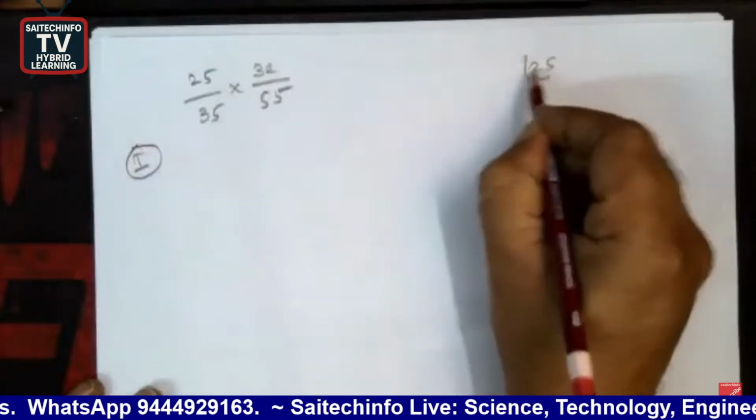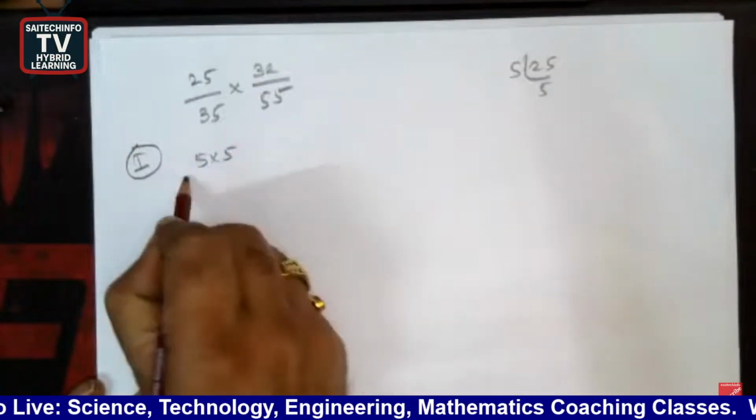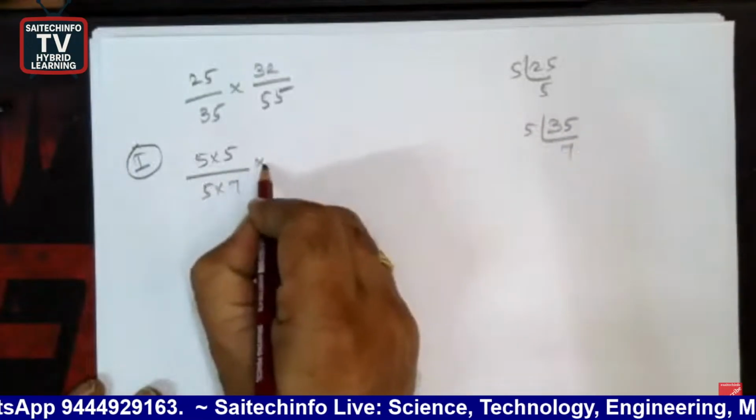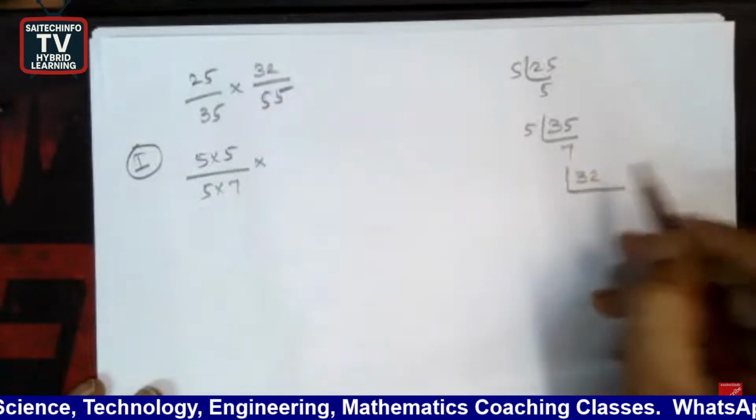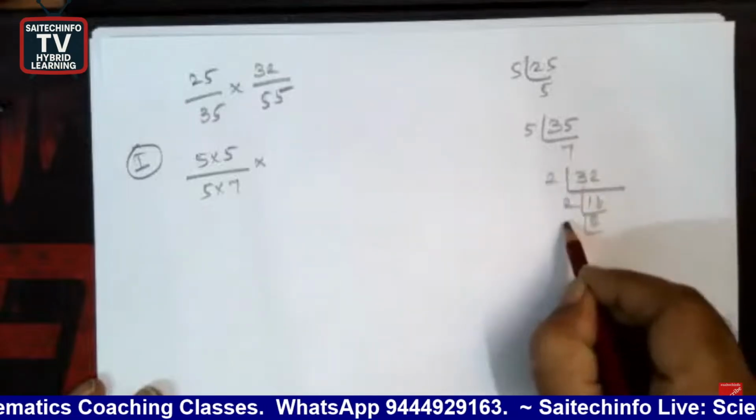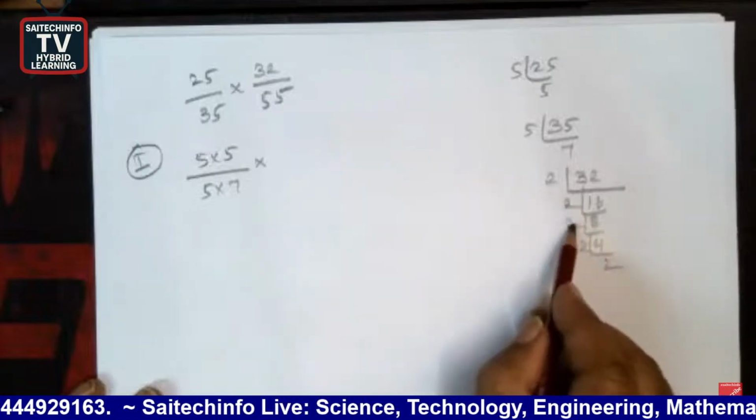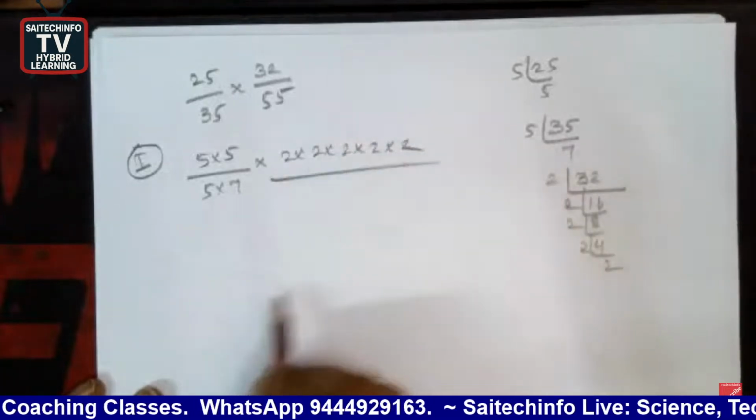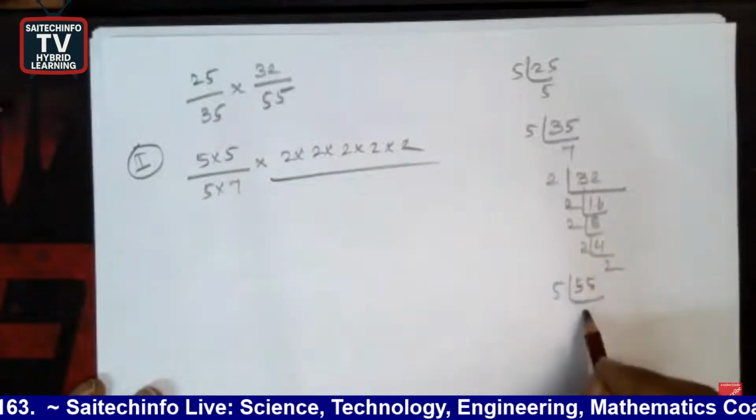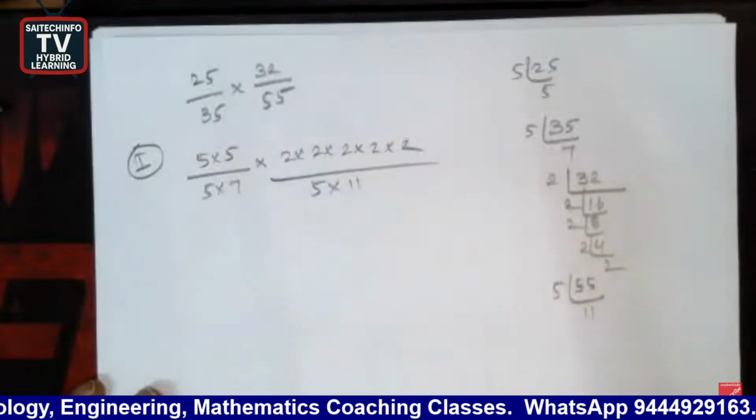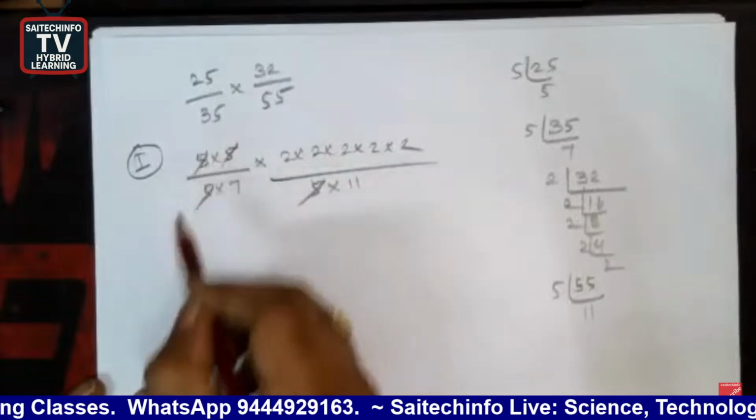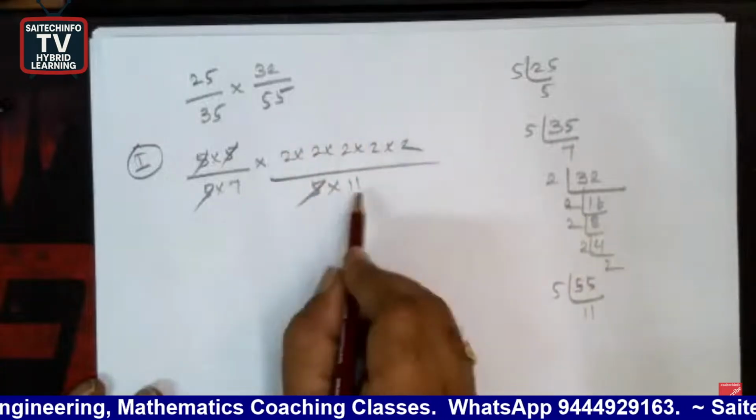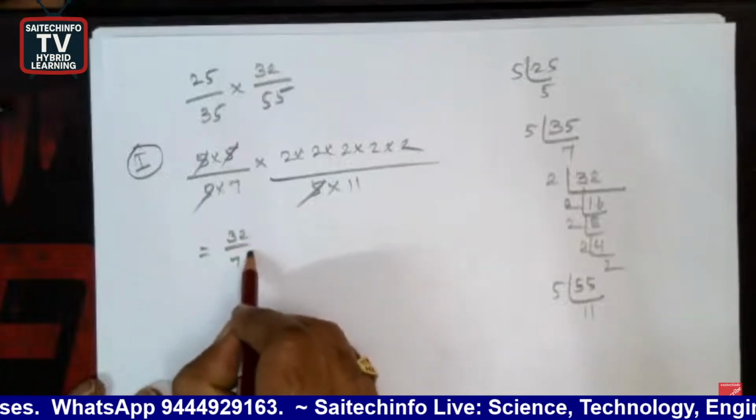For example, 25. 5 into 5. Okay, you can split this 5 into 5. What about 35? 5 into 7. What about this 32? 2, 16, 2, 8, 2, 4, 2, 2. 1, 2, 3, 4, 5 2s. So 2 into 2 into 2 into 2 into 2, whole divided by 55. 55 is 5, 11 only. So you can put 5 into 11, that's all. So you can strike out 5, 5, this 5. Okay, anything else? Nothing. So this is 32. So 32 divided by 7 into 11. 77, that's all.